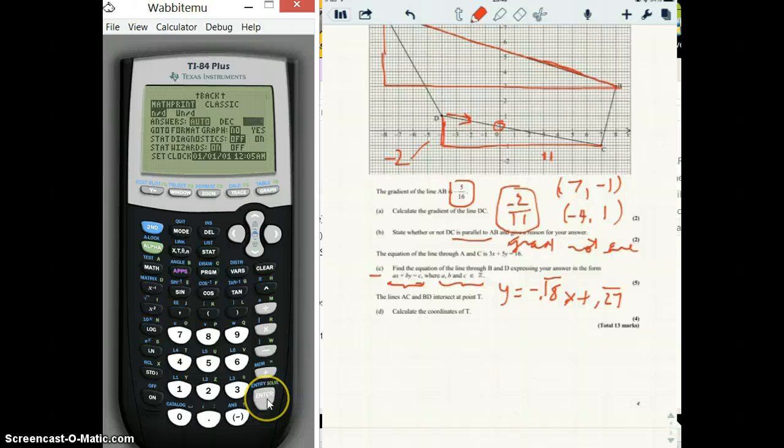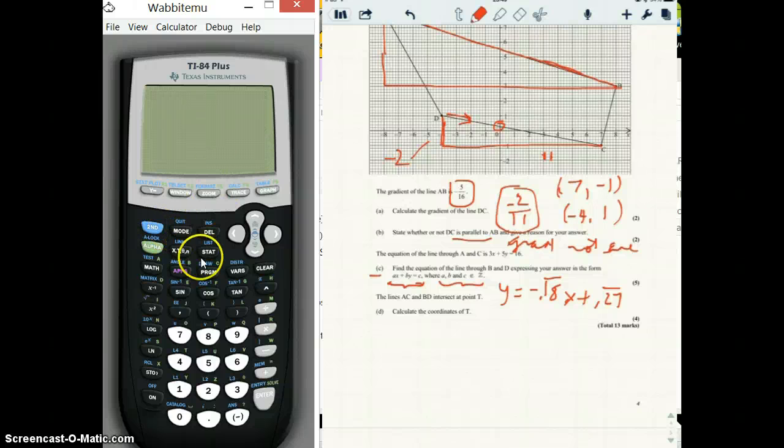So we put answers into fraction. Okay, and then we go to the regular screen, and we're going to type 0.18181818181818, and it gives us that that is 2/11. Okay, so the calculator converts it for us, 2/11. So negative 2/11 x plus, and what about 0.27? What's that? It's 3/11. Okay, so now we have y equals negative 2/11 x plus 3/11.